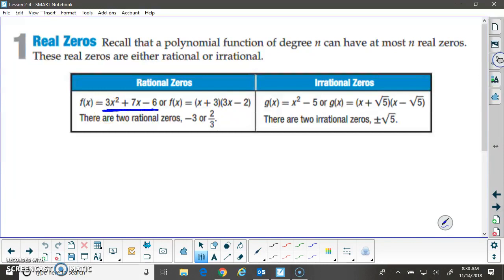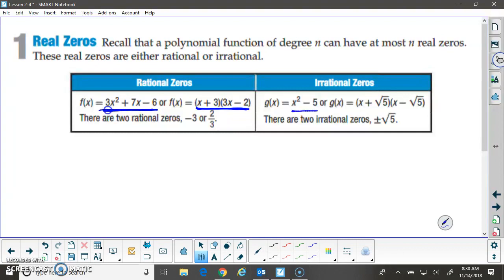Here's a second-degree polynomial, which means it's got two zeros. It's in standard form. Here's the same equation in a factored form. And when it's in a factored form, it makes it easy to identify the zeros. You can see that the zeros are -3 and 2/3. So having it in a factored form makes it easy to identify those zeros.